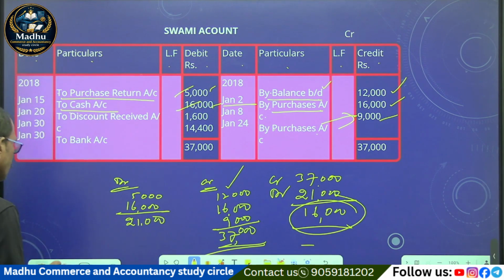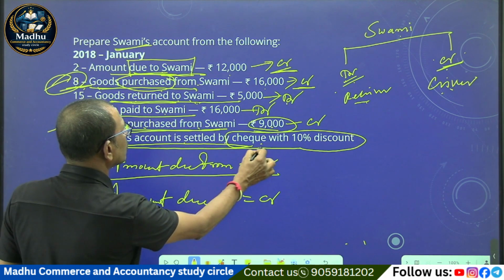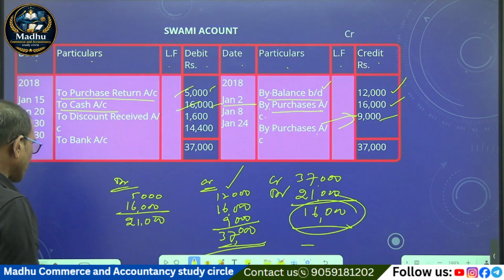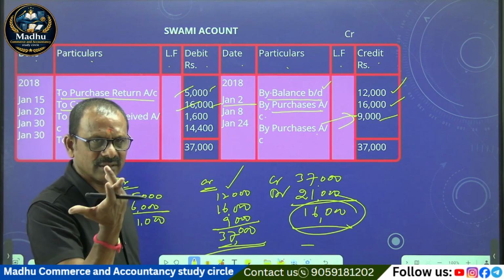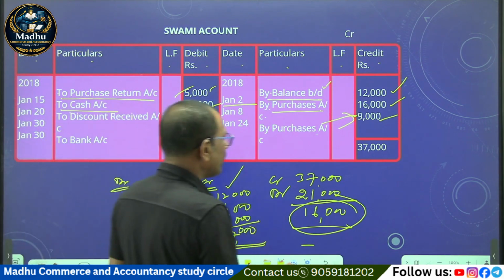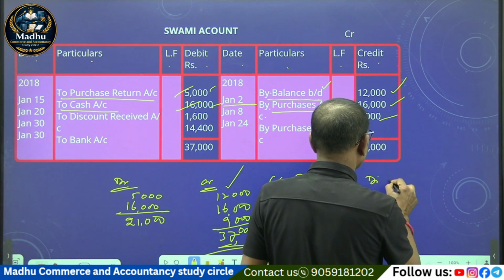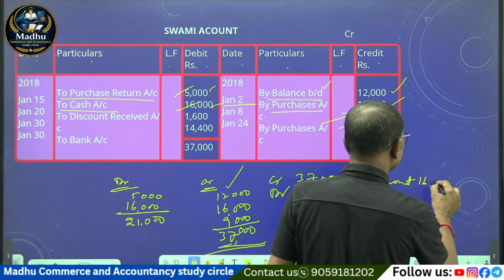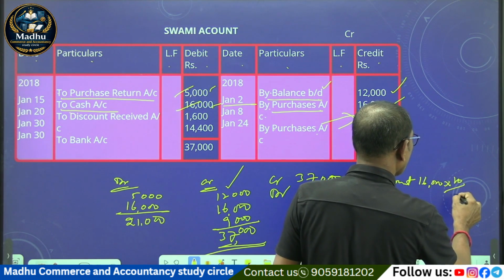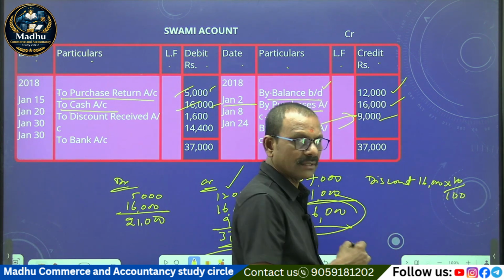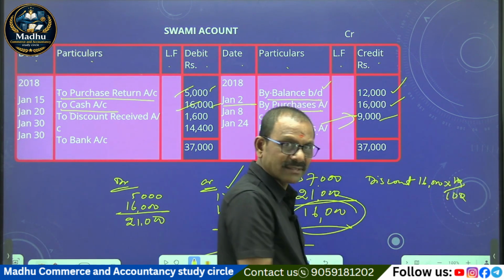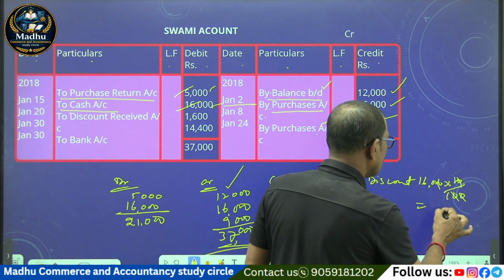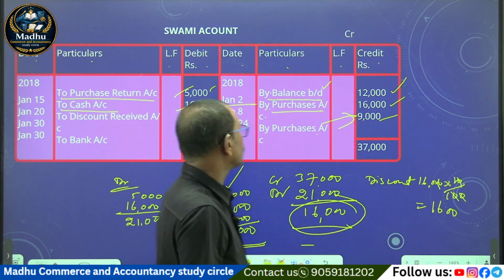This was settled. Here the question is given: Swami's account settled with check and 10% discount. Sometimes 5% is also given; you have to do 5 by 100 like that only. Here 10% is given, so we have to do 10%. Discount: 16,000 into 10 by 100. One zero cancelled, and one more zero cancelled. So it is equal to 1600. This is the discount.